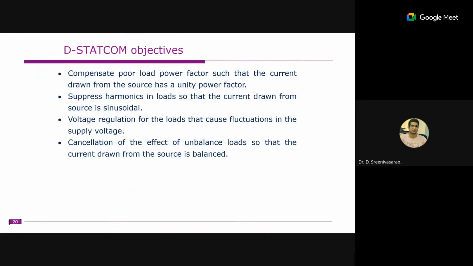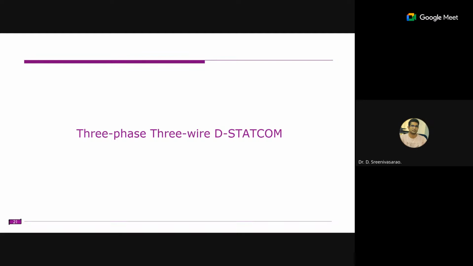D-statcoms will compensate the poor load power factor such that the current drawn from the source has a unity power factor. They will suppress the harmonics in loads so that the current drawn from the source is sinusoidal. They provide voltage regulation for the loads against fluctuations in the supply voltage, and cancel the effect of unbalanced loads. So these are the main objectives of the D-statcom.